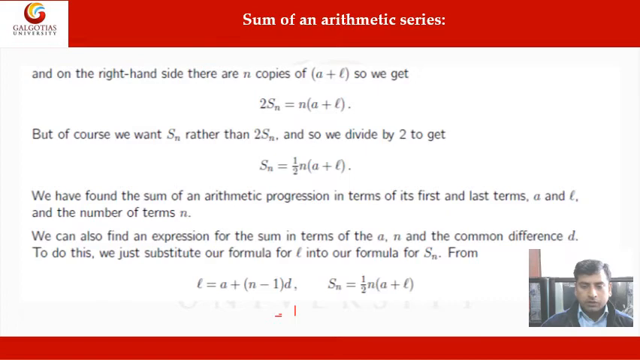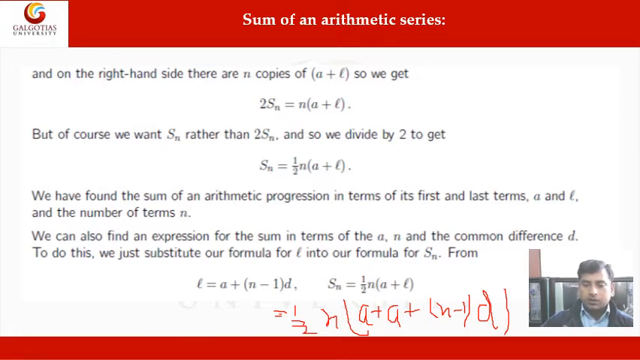Sn equal to 1 by 2 n into a plus, and the value of l is a plus n minus 1 into d. So this is the formula for the sum of n terms of an AP in terms of the first term a, n, and the common difference d.